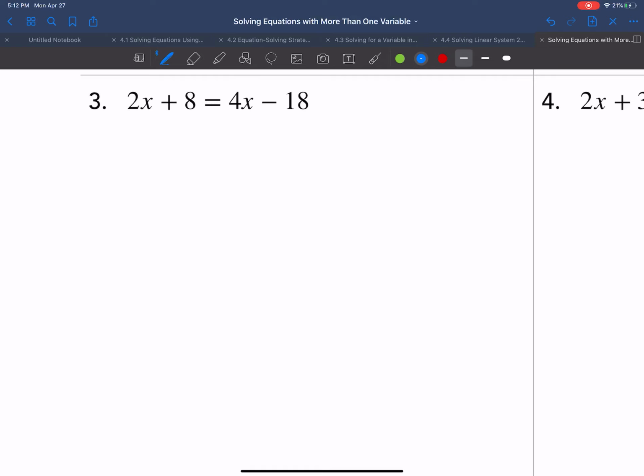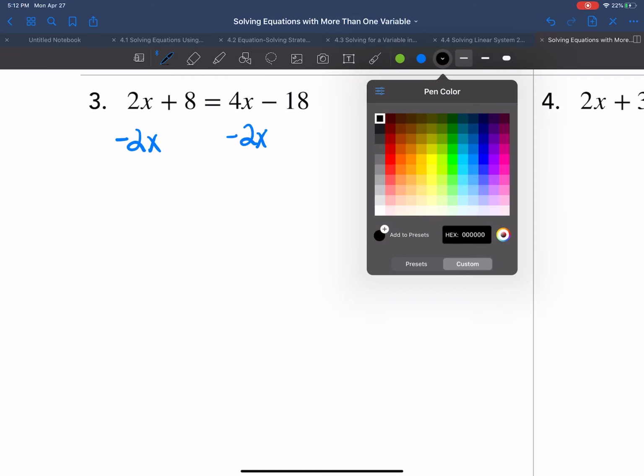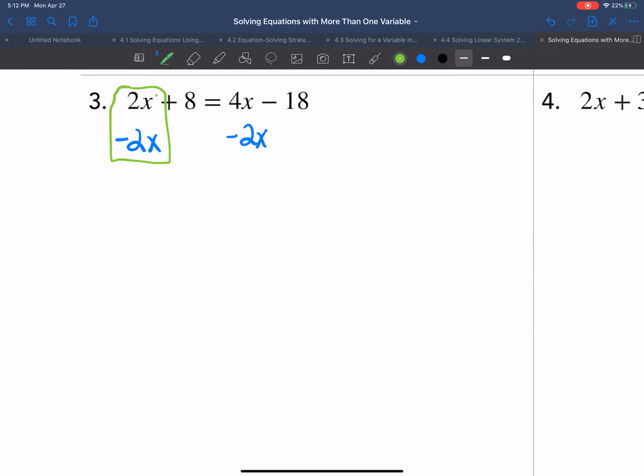I'm going to go to the right. So that means I want to get rid of the 2x here and put all my variables on the right side only. So 2x and negative 2x cancel out to 0. I have just 8 on the left side. 4x and negative 2x make 2x. Didn't touch the negative 18.